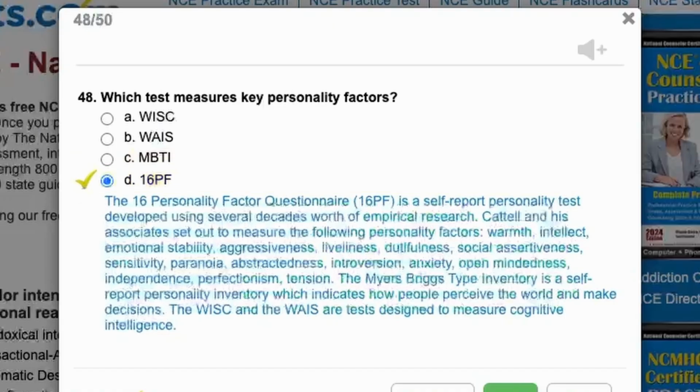D. The 16 Personality Factor Questionnaire, or 16PF, is a self-report personality test developed using several decades' worth of empirical research. Cattell and his associates set out to measure the following personality factors: warmth, intellect, emotional stability, aggressiveness, liveliness, dutifulness, social assertiveness, sensitivity, paranoia, abstractedness, introversion, anxiety, open-mindedness, independence, perfectionism, and tension. The Myers-Briggs Type Inventory is a self-report personality inventory which indicates how people perceive the world and make decisions. The WISC and the WAIS are tests designed to measure cognitive intelligence.